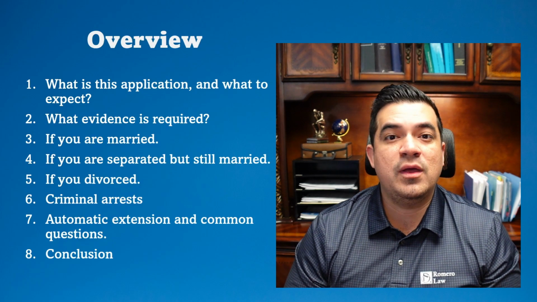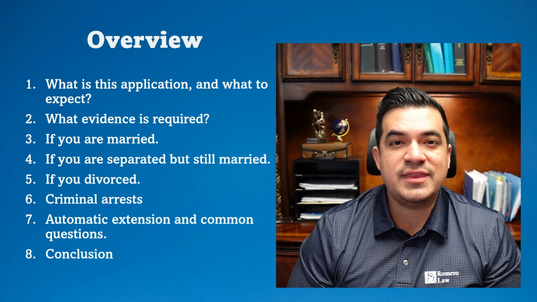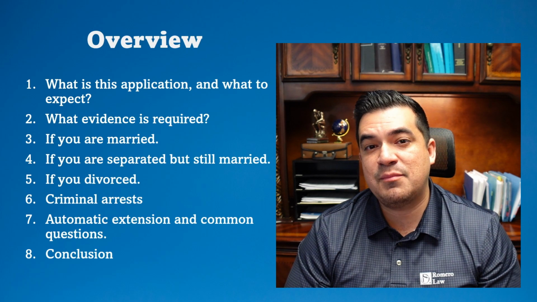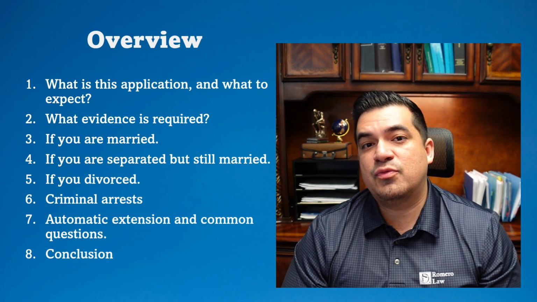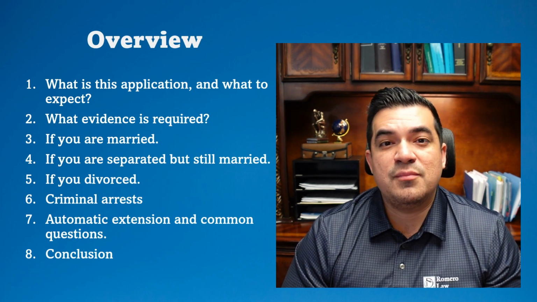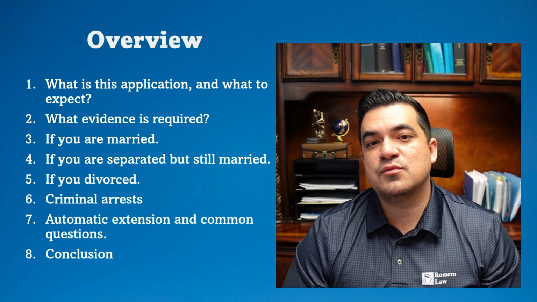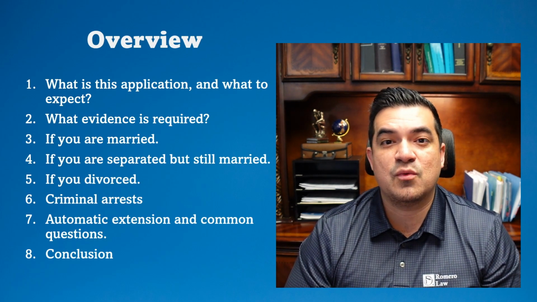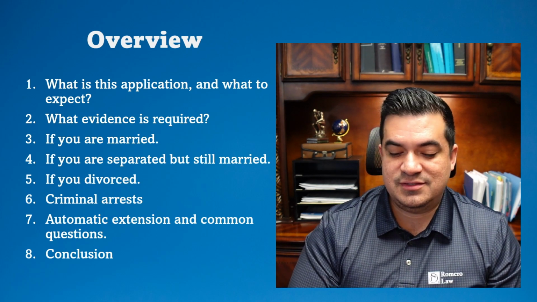So let's talk about a quick overview as to what this video will contain. We will talk about the application, what the application is for, what to expect. We're also going to address what type of evidence you need to submit with this application. We will talk about different scenarios, like for example, if you're married, or if you're married but you're separated, or if you're divorced or about to get divorced. Also, we will talk about if you have any new criminal convictions that you didn't have at the time you became a resident. Also, automatic extensions and other common questions.